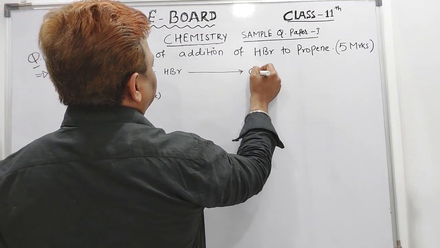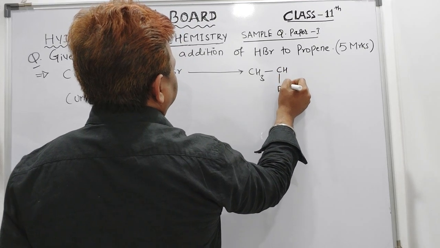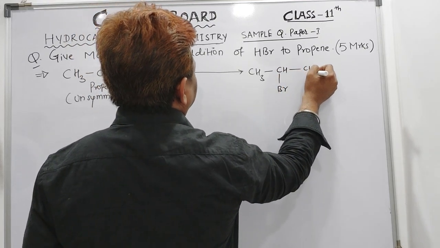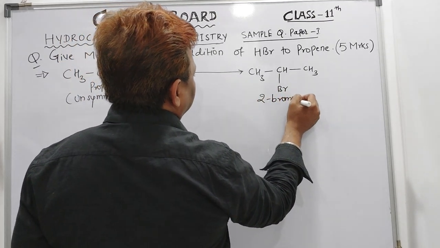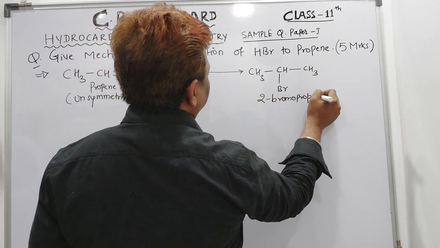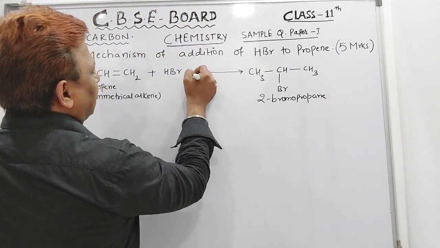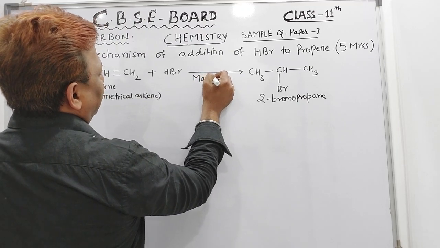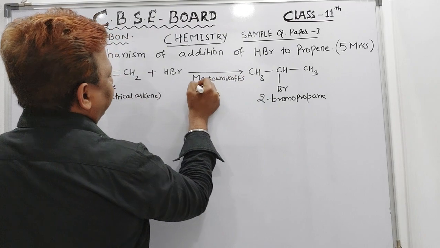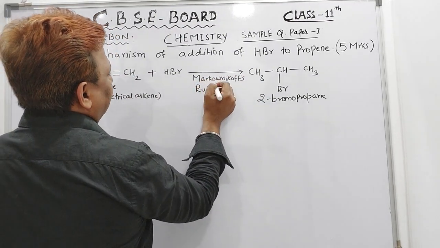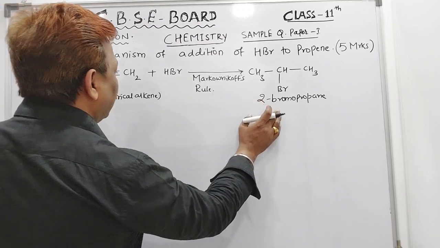And based on that, here I am going to get CH3CHBrCH3, where Br will attack here and H will attack here, which we call 2-bromopropane. This is called 2-bromopropane. And what is the rule it follows? The rule followed by it is called Markownikoff's rule. So now we will see what Markownikoff's rule is, and based on that how we are getting the 2-bromopropane.